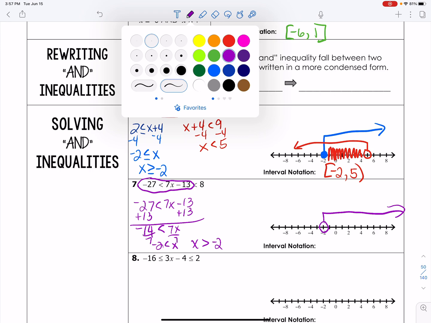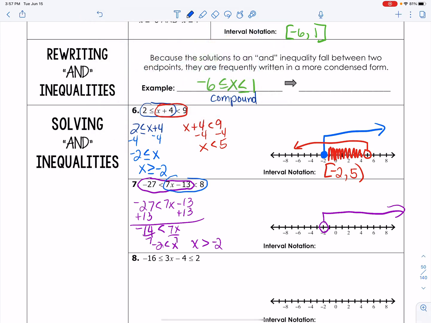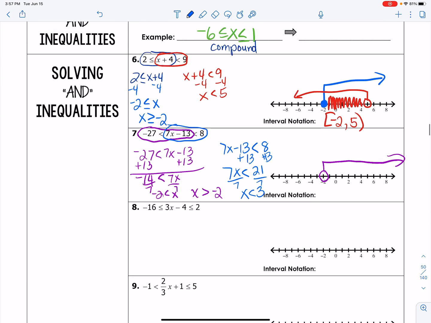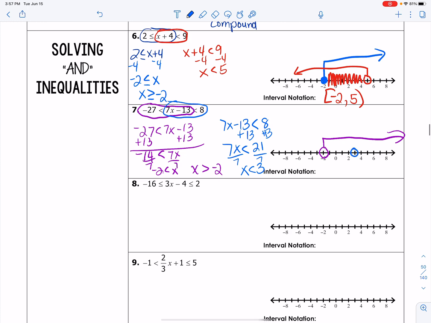But now I'm going to circle this other side. So I'm going to do 7x minus 13 is less than 8. I'm going to add 13 and add 13, and I get 7x is less than 21. Divide by 7, and x is less than 3. Whoa, back off. X is less than 3. So my final answer is everything in between. That's definitely parentheses. It's in between -2 and 3 with parentheses.